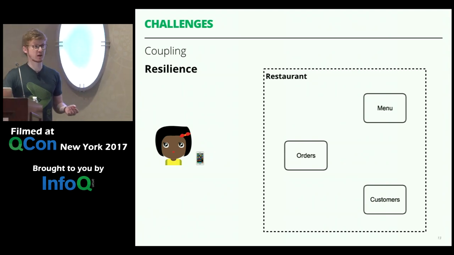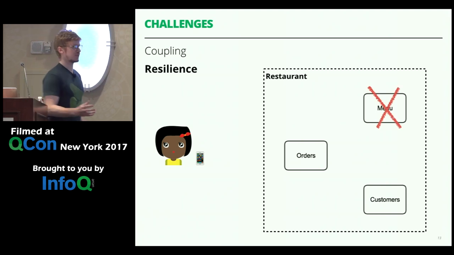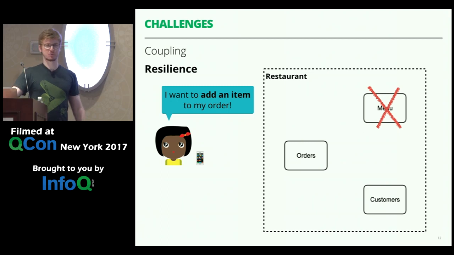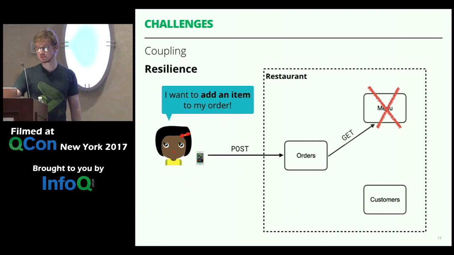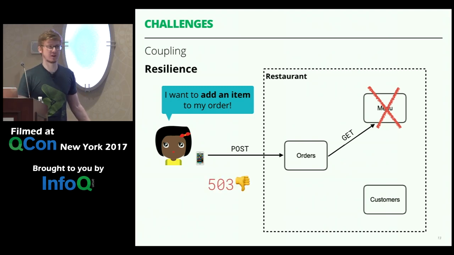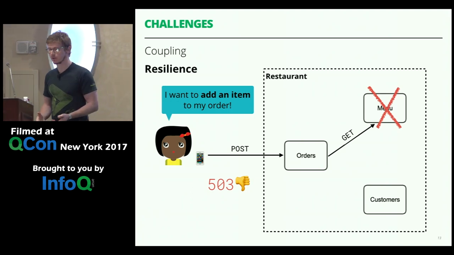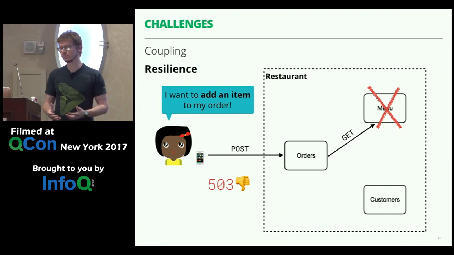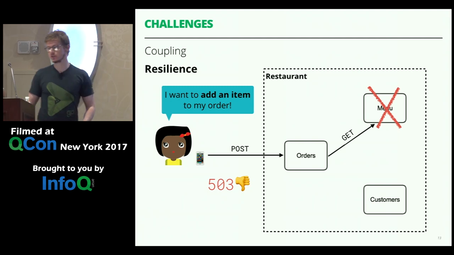Let's imagine that our user here wants to interact with the restaurant. And let's say that the menu service is down. So now the user wants to add an item to an existing order, sends a post request to orders, orders tries to fetch information from menu, but menu is unavailable. So we're going to return an error back to the user. That means that the order service is not resilient, and the entire system is not resilient, because one service goes down and we cannot fulfill the user request anymore.